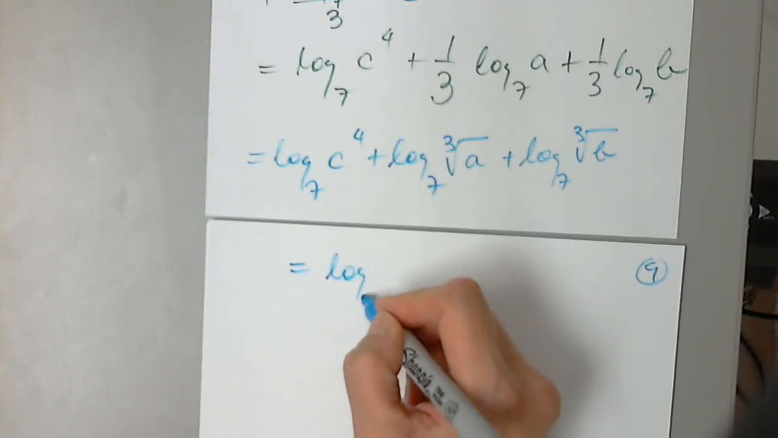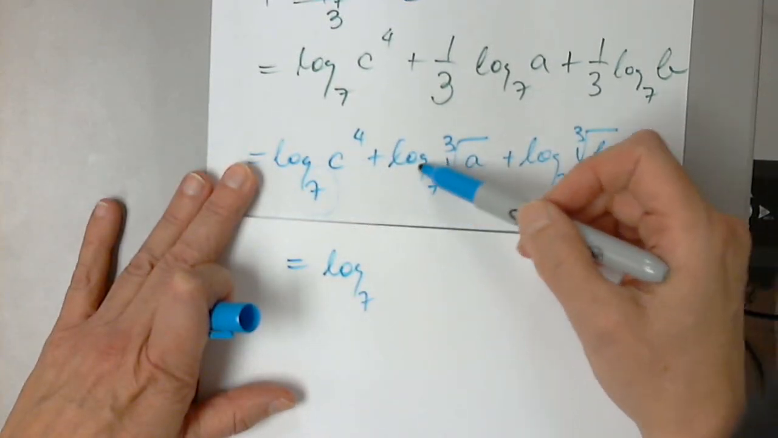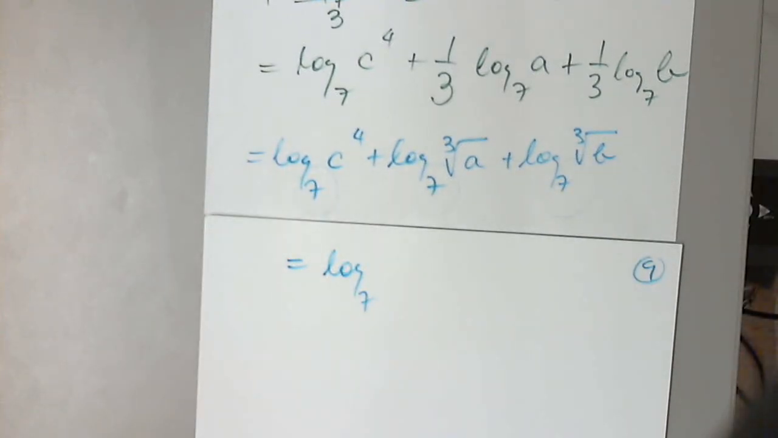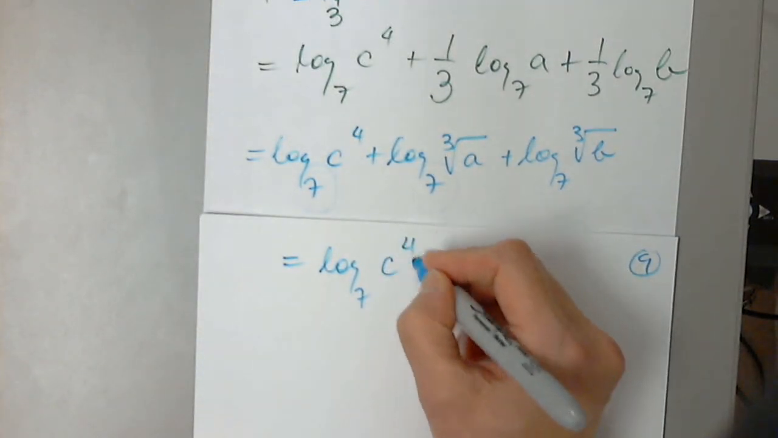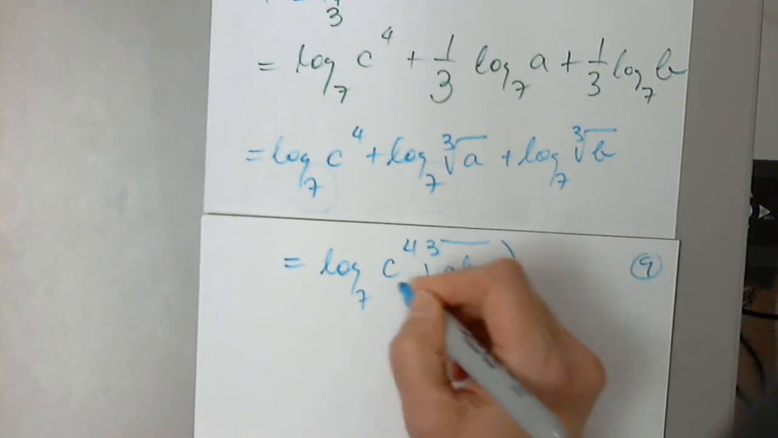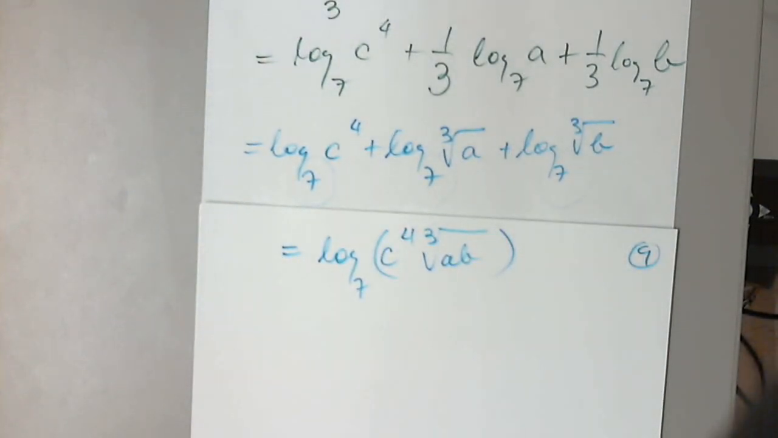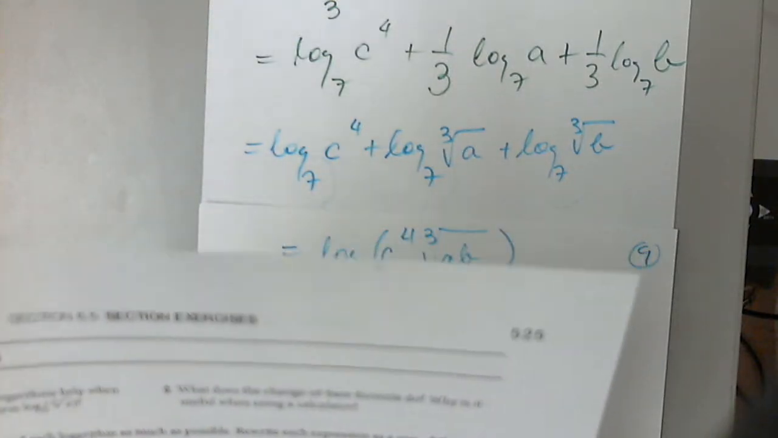And also be careful. All bases must be the same. Otherwise, I can't use the property. But all bases are the same. So this is c to the 4th times the cube root of ab, and that's it. So we condensed those 3 logs, kind of ugly looking, into one log with coefficient 1 applied to this quantity. Very good. Any questions on this one before we look at another?